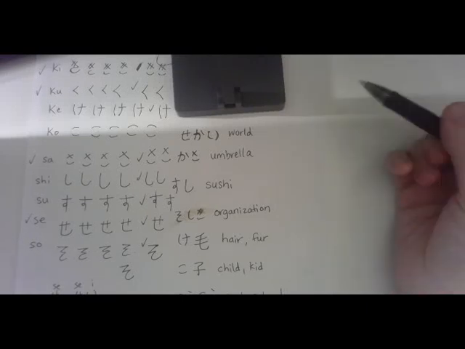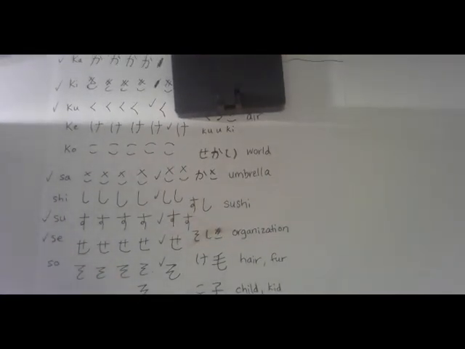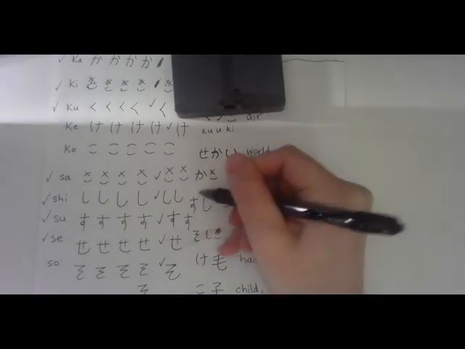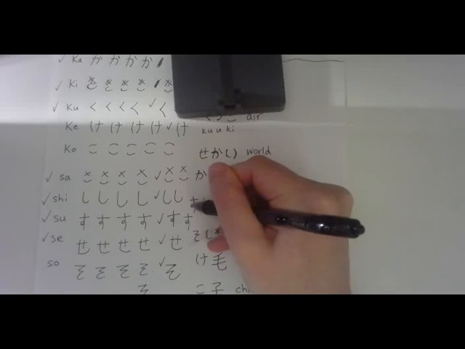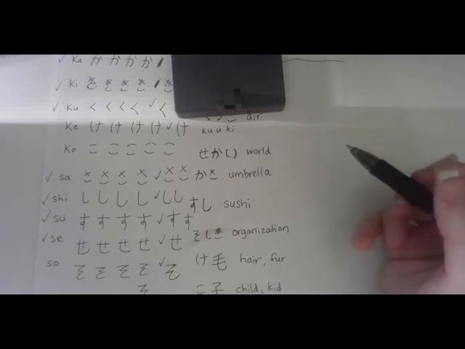Next we have a word everybody knows, sushi. So we're going to use our su. I'm going to put it over here. Su and shi. That's easy. So again, we go across and go down, make a loop-de-loop, su, and then upside down cane for shi. Sushi.